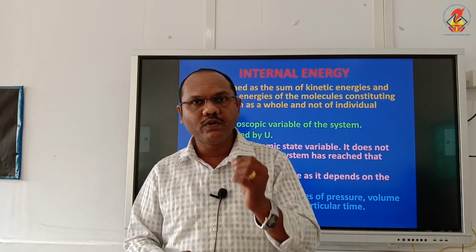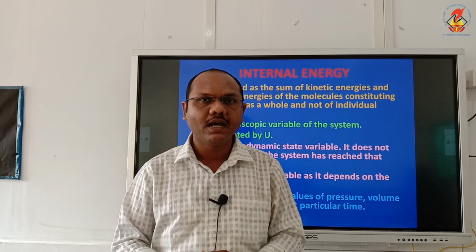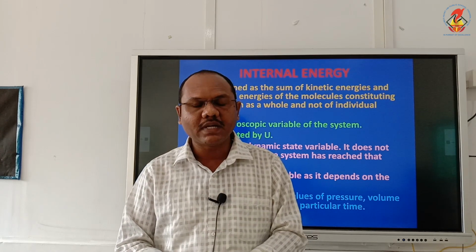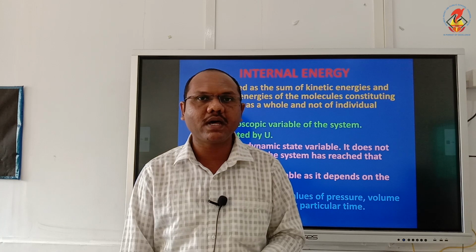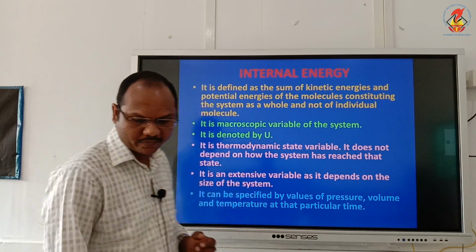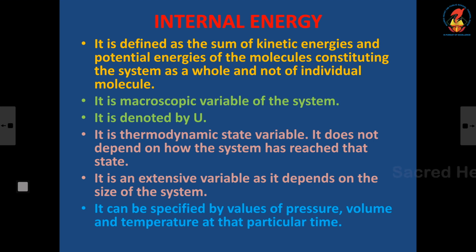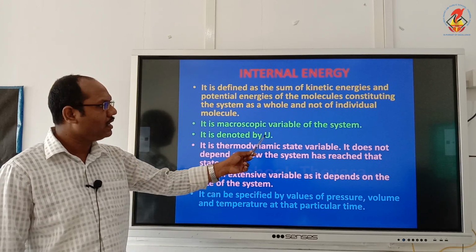So due to their position or orientation, the molecules have potential energy, and due to their motion, they have kinetic energy. That is what we call molecular potential energy and molecular kinetic energy. The sum of molecular potential energies and kinetic energies is called the internal energy of the system. It is defined as the sum of kinetic and potential energies of the molecules constituting the system as a whole, and not of an individual molecule. It is a macroscopic variable of the system and it is denoted by U.